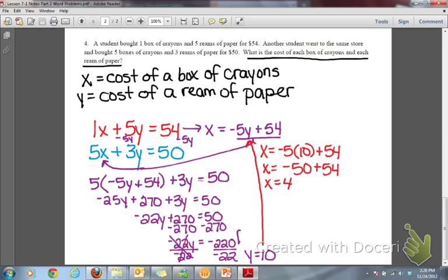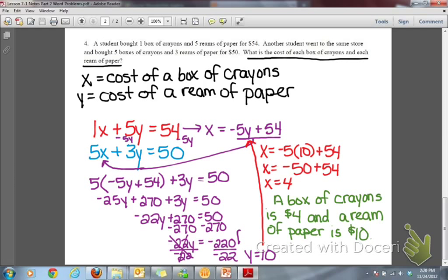So now just write those two answers in a sentence. Okay, so your sentence might say, a box of crayons is $4 and a ream of paper is $10. Okay, those are our notes on story problems. So now you're going to do assignment number 2.